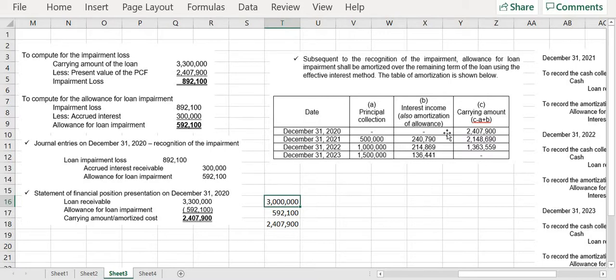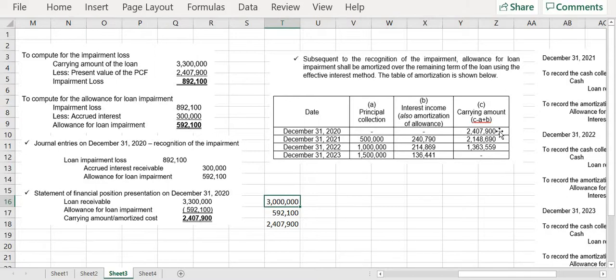Now, the interest income, okay, also the amortization of allowance. Okay? Ito yung column niya. And then, the carrying amount of the loan. Okay, diba? Ito yung computed carrying amount natin. Ito siya. 2,407,900. Ayan. Now, yung gagawin is that to amortize the allowance for loan impairment, to get the interest income, dito, you multiply the carrying amount in December 31, 2020 by 10%.